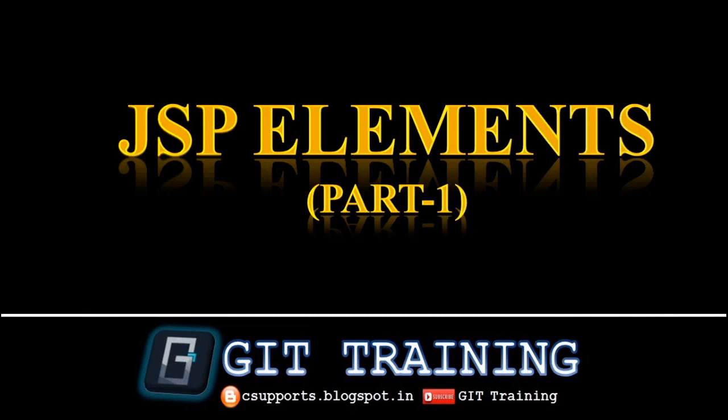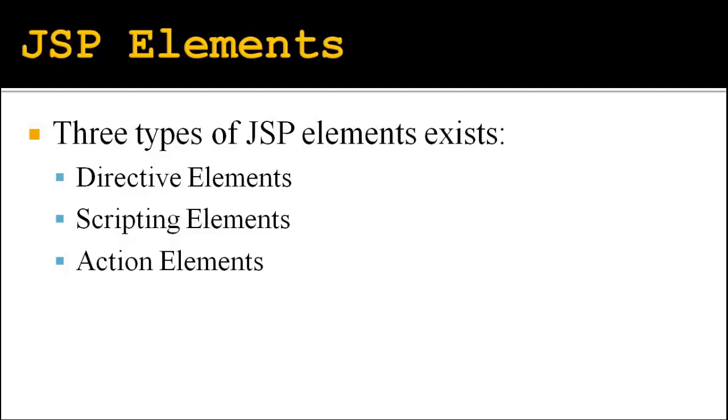Let's learn about JSP elements. As we already know, a JSP file consists of HTML tags as well as JSP tags. So here JSP tags are also called JSP elements, or we also call them components of JSP. These JSP elements are categorized into three types: directive elements, scripting elements, and action elements.